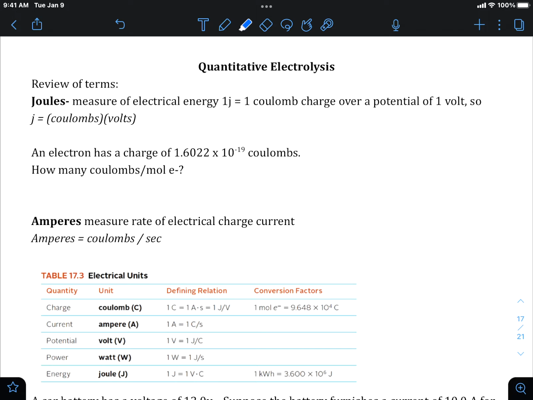Okay, so last time we talked about electrolysis and how to predict what's going to happen. So here we need to evaluate how to do calculations for electrolysis. So let's review some terms, right? A joule is how we measure energy, and we can measure electrical energy with it, because a joule is considered a charge over a potential of 1 volt, meaning you can find the joules if you multiply the coulombs by the volts.